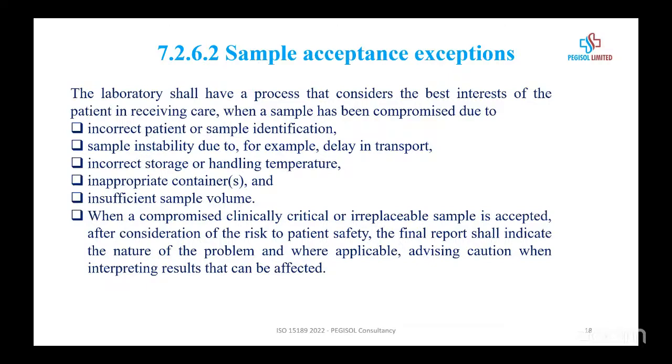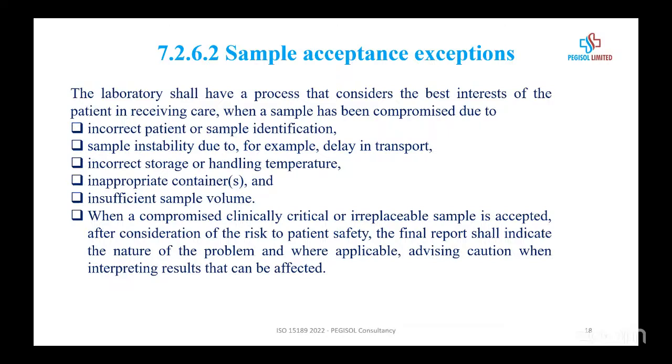Okay, 7.2.6.2 talks about sample acceptance exceptions. So you should have a procedure that considers the best interest of the patient in receiving care when a sample has been compromised due to what? Either incorrect patient or sample identification, sample instability, incorrect storage, inappropriate container, or insufficient sample volume.